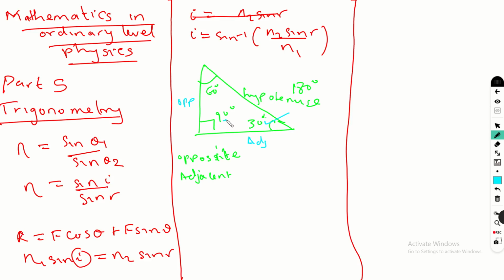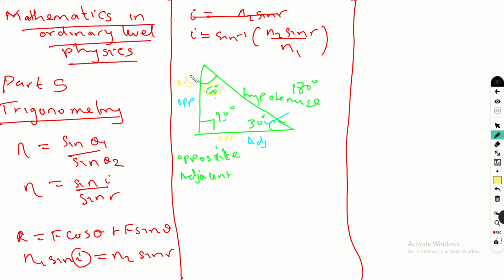Now, if I'm talking about 60 degrees, what will be the opposite? This will be the opposite, and this will be the adjacent. So you see, the adjacent and the opposite for the different angles depend on where the angle is situated.